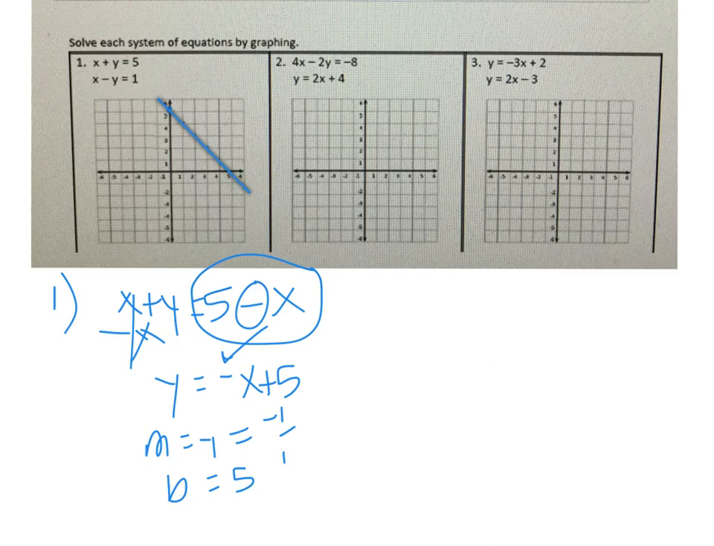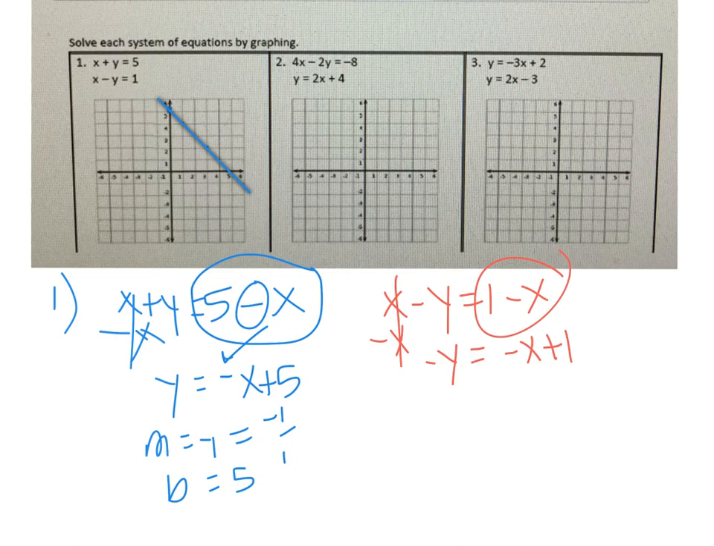Okay, so now we have a second equation that we need to go ahead and graph. And we have x minus y equals 1. Again, we need to rewrite this in slope-intercept form, okay? So let's go ahead and isolate the y. So let's subtract that x over. Now I'm left with negative y equals, I'm going to rearrange this over here, negative x and a positive 1.